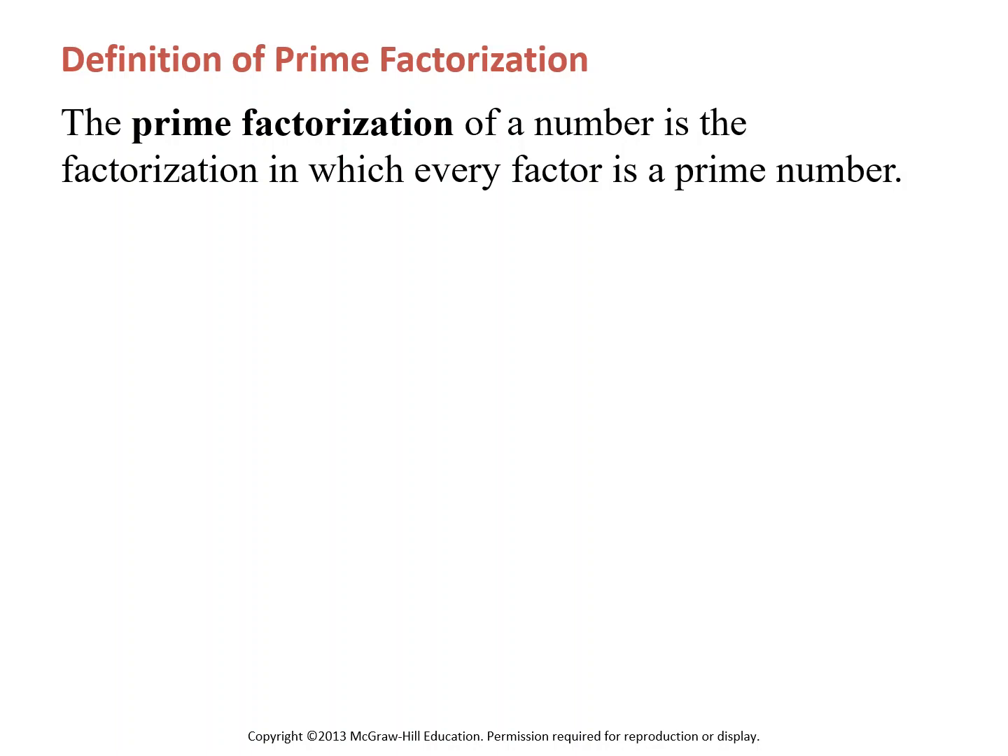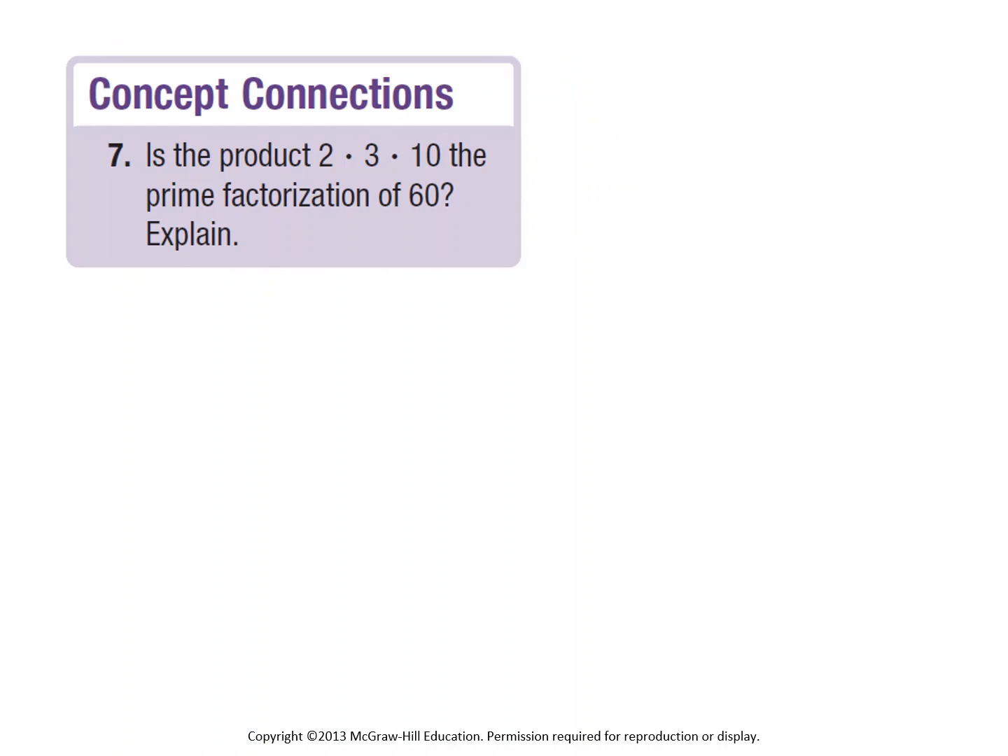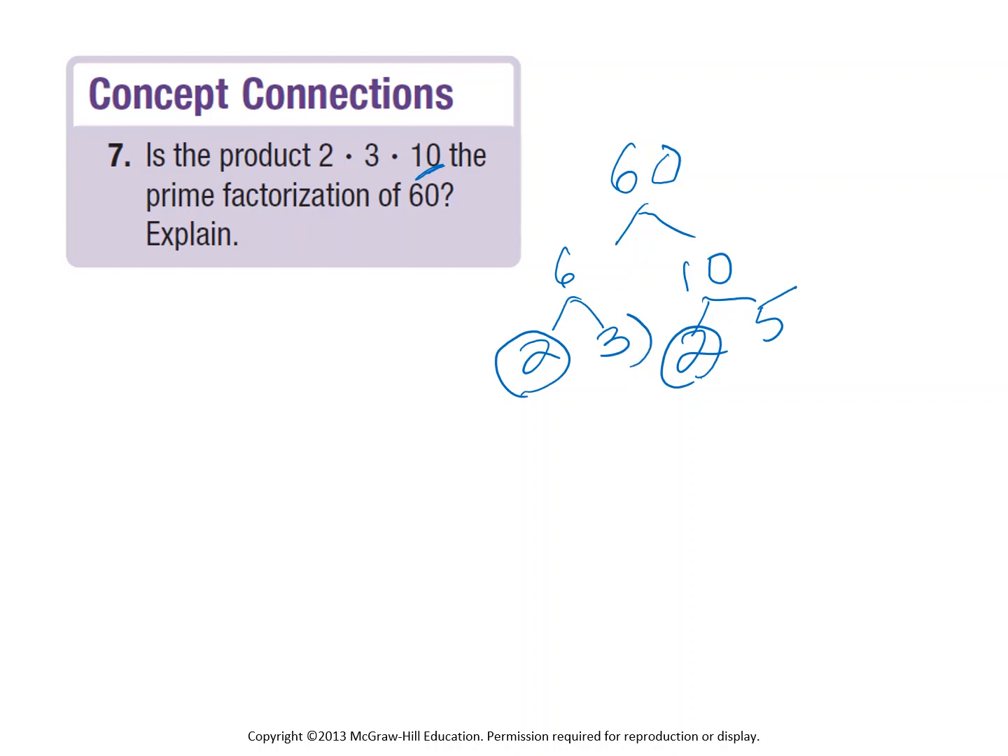The prime factorization of a number is the factorization in which every factor is a prime number. The order does not matter. Is the product 2 times 3 times 10 the prime factorization of 60? Well, 10 is not a prime number, so it is not. 60 is 6 times 10, and 6 is 2 times 3. 10 is 2 times 5. So 2 times 2 times 3 times 5 is the prime factorization of 60.